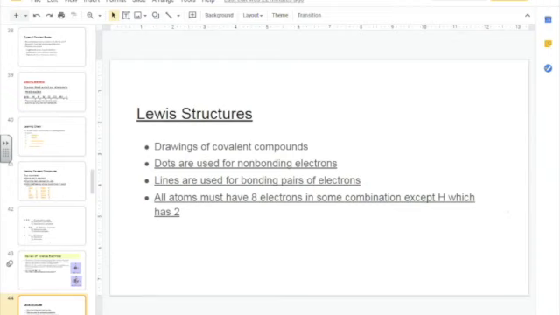For a Lewis structure, it's very similar to how we drew the Lewis structure for a single element, but there are some differences. One is you are now going to be drawing lone pairs and bonds. So you'll never just have a dot standing by itself. You'll have at least two on one side, or you'll have a line that represents a bond. Dots are used for non-bonding electrons, and lines are used for bonding pairs of electrons. All atoms must have 8 electrons in some combination around it in order to be happy, except for hydrogen, which only needs 2.